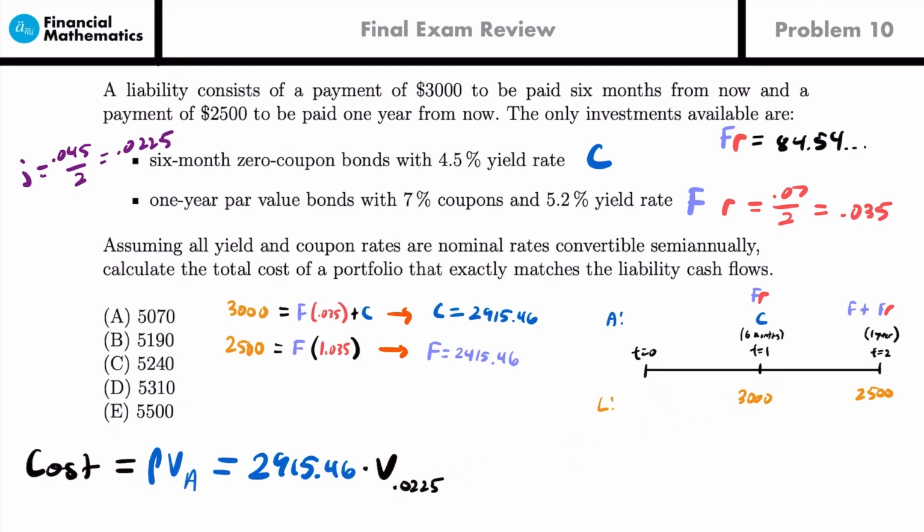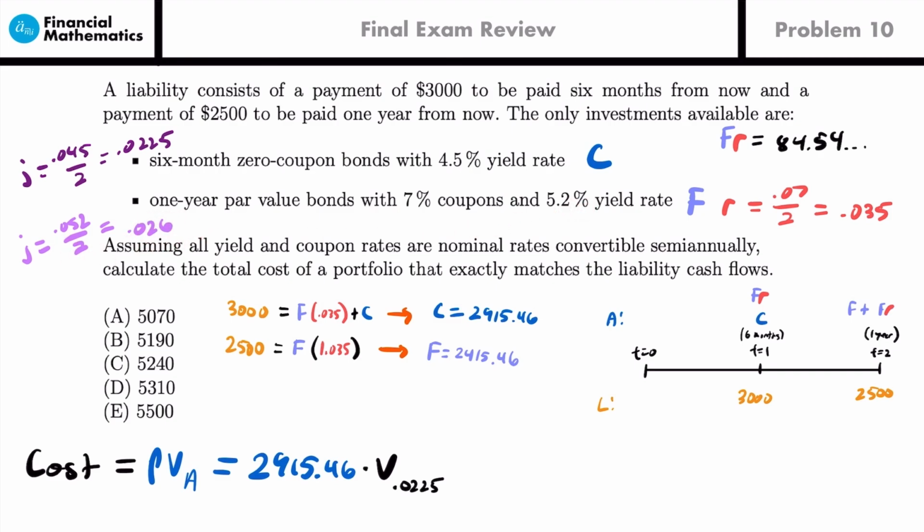And then we need to do the same thing for this coupon amount, which we know is 84.54. We need to bring that back one period, but use the yield rate for the bond that actually pays those coupons. All right, so we have a 5.2% yield rate for that bond. So let's do that on the side here. We have another yield rate J, which is 0.052 divided by 2, and that will be equal to 0.026. Okay, that rate that we were given is convertible semi-annually, so we needed to divide it by 2 to get the effective yield rate.